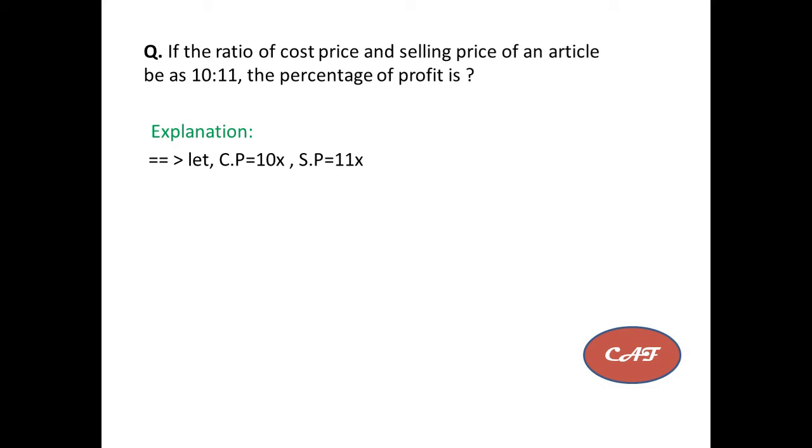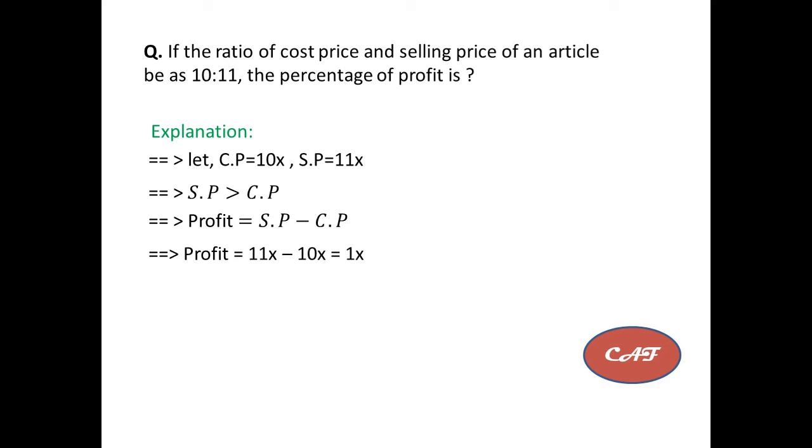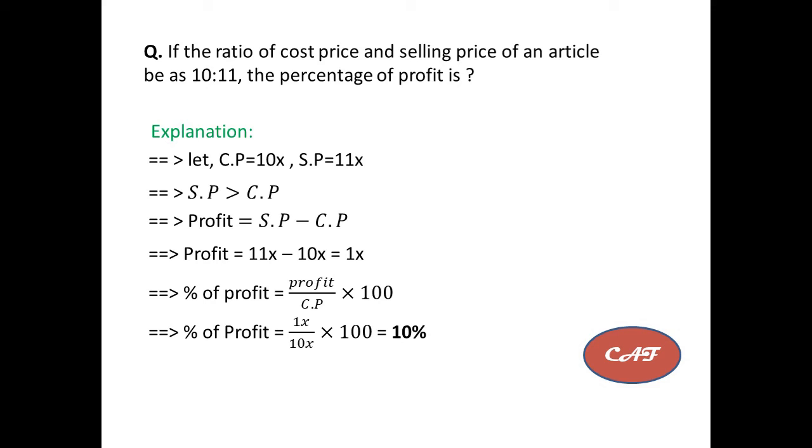So I am assuming that CP is equal to 10x, SP is equal to 11x. Okay. So now here SP is more. So definitely we will get profit. Profit is equal to SP minus CP. So 11x minus 10x is equal to 1x. They are asking percentage of profit. Percentage of profit is equal to profit by CP into 100. So profit is 1x divided by CP is equal to 10x. 1x by 10x into 100 is equal to 10%. So he is getting 10% as profit.